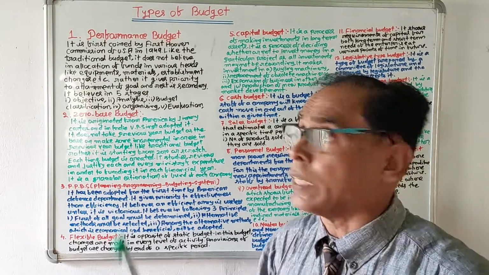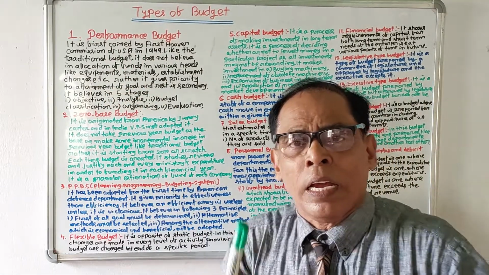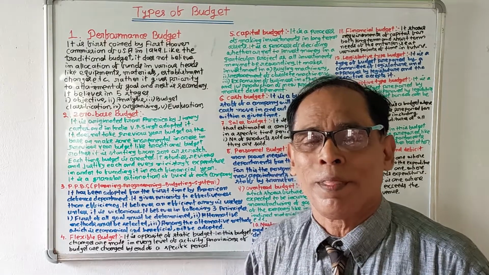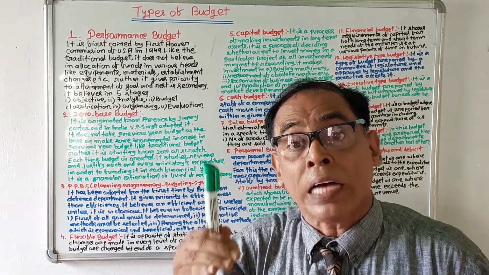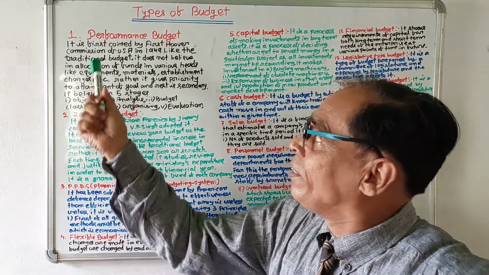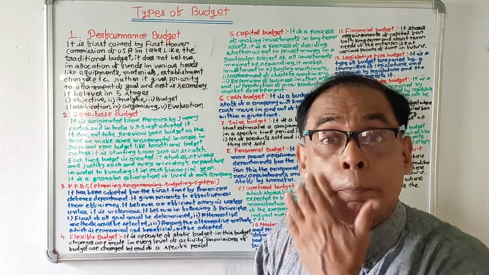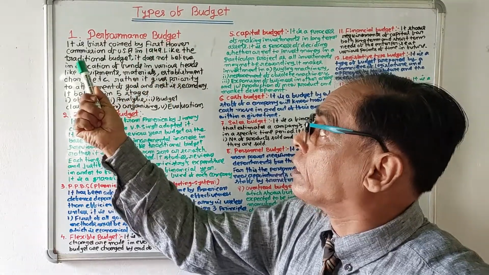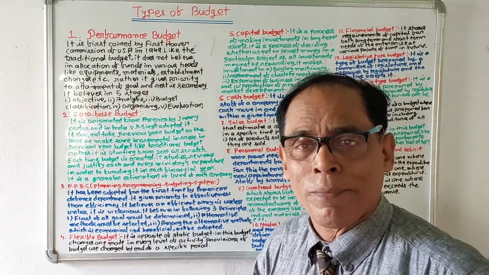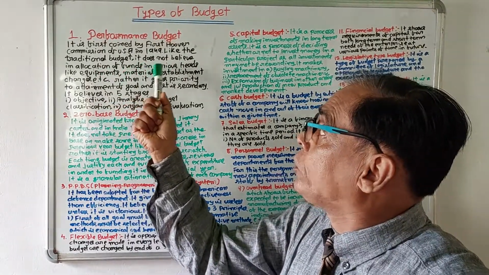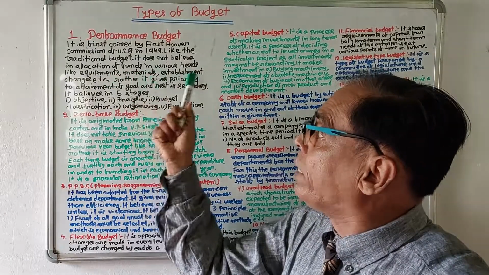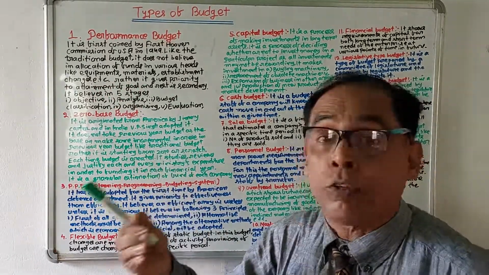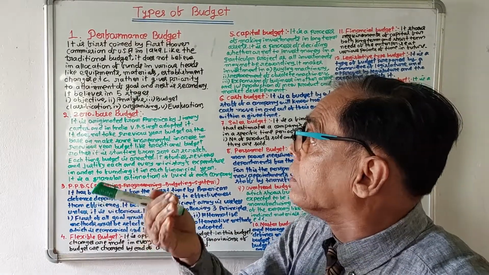The first type of budget is performance budget, and this performance budget is a budget which has been originated from America, and it was coined for the first time by first Hoover Commission in 1949. Like the traditional budget, it does not believe in allocation of funds in various heads like equipment, materials, establishment, charges, etc. Rather, it gives priority to attainment of goal, and rest is secondary.